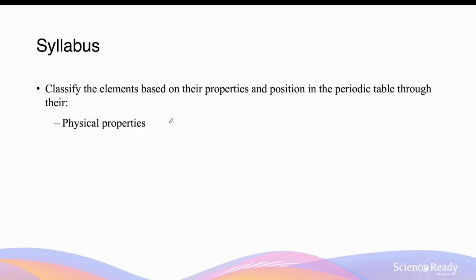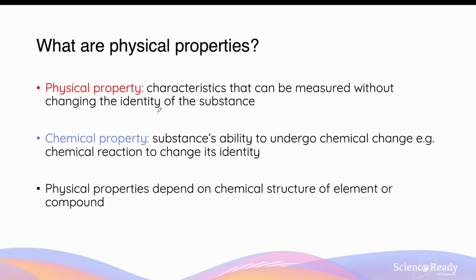Hey everyone, in this video we'll discuss and explain the different physical properties of elements depending on the position in the periodic table. First of all, I want to define physical properties and explain the difference between physical and chemical properties. In chemistry, the physical property of a substance refers to characteristics and properties that can be measured without changing the underlying identity of the substance, that is, without altering the chemical composition of the substance itself.